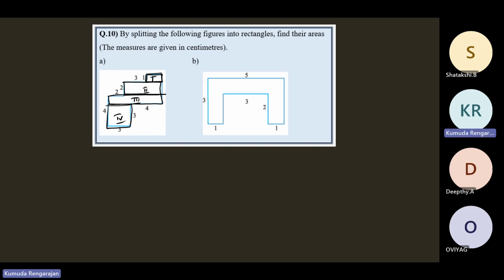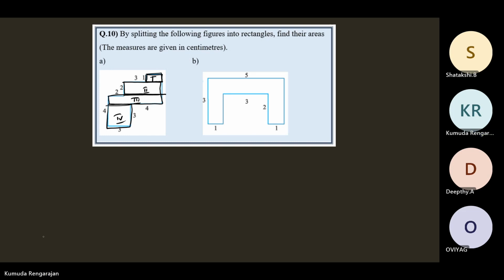Now, how do we make out if the plane figure is a rectangle or a square? If the length and breadth are equal, it is a square. If the length is 4 centimeters, the breadth is also 4 centimeters, then it is a square. If the length is 4 centimeters and the breadth is 3 centimeters, or if it is different, then it is a rectangle. If the length and breadth are not equal, it is a rectangle.